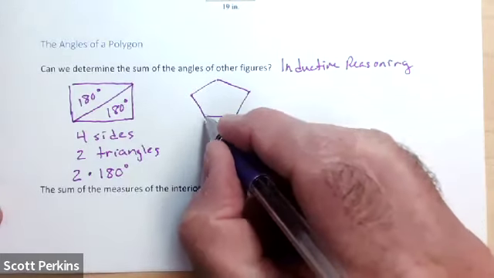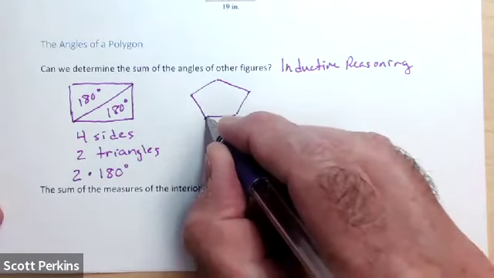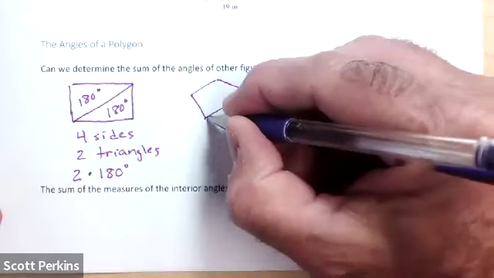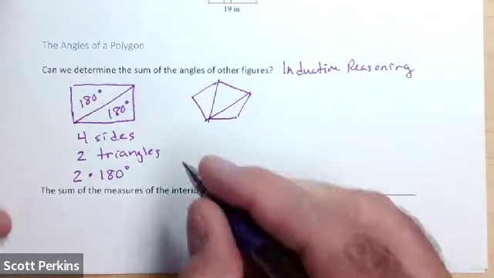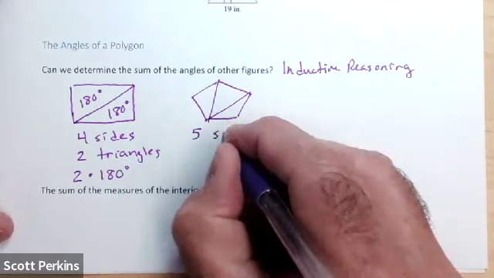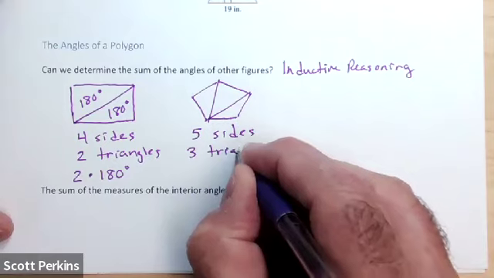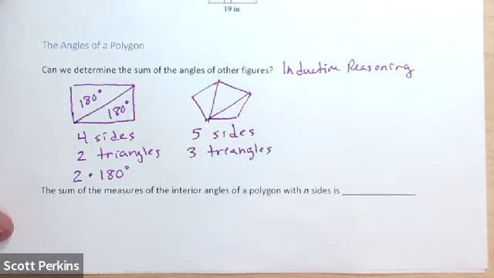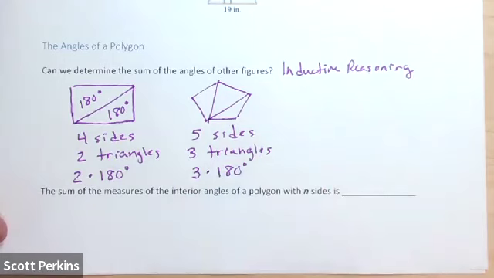I'm going to pick this one, and I'm going to start at this vertex where my pen is, and draw a triangle. So I got 1 triangle right there. When I go over to that vertex, I've got another triangle. How many triangles am I able to divide that pentagon up into? 3, right? So I've got 5 sides. That means I have 3 triangles. So the number of degrees in that pentagon would be 3 triangles times 180 degrees.